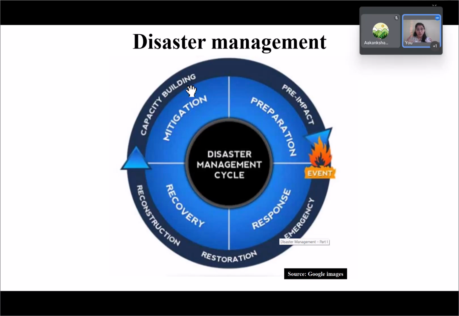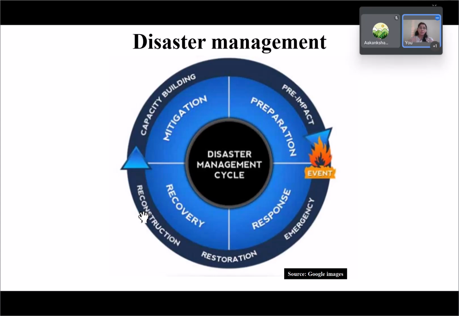Capacity, as you know, is how good you respond. And when you do disaster risk assessment, you get to realize who is at risk, who has less capacity, and you start building their capacity. You better their capacity, and that comes under mitigation. And then you have the event, and the immediate response that you give for a disaster, that comes under emergency. And then you have restoration and reconstruction, that is part of recovery, which is after your disaster has receded or has gone away.